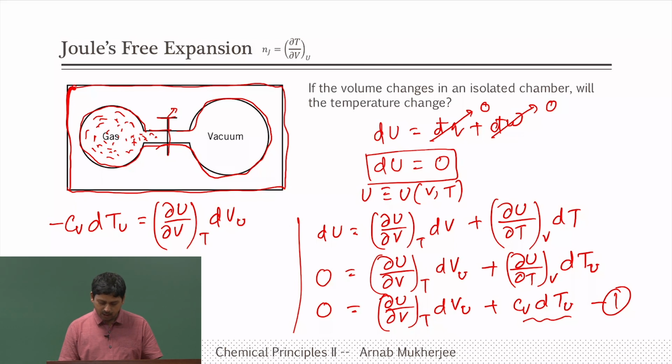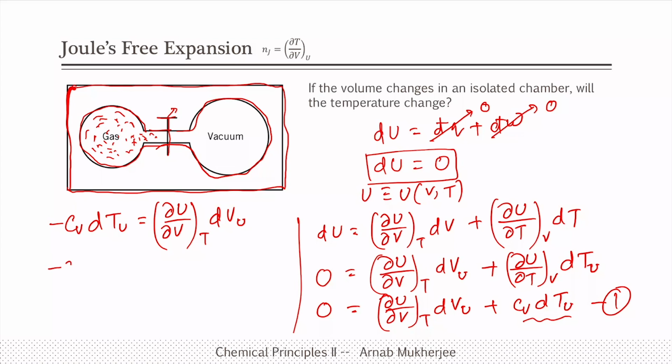Now, we rewrite this equation by dividing both sides by dV at constant U. So, minus Cv times dT by dV at constant U is equal to (del U by del V) at constant T. Now, this quantity del T by del V at constant U is called Joule's coefficient, which I have mentioned here on the top. You see, Joule's free expansion gives us this quantity.